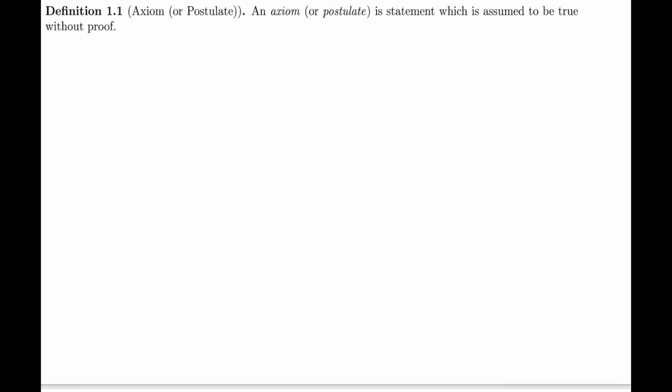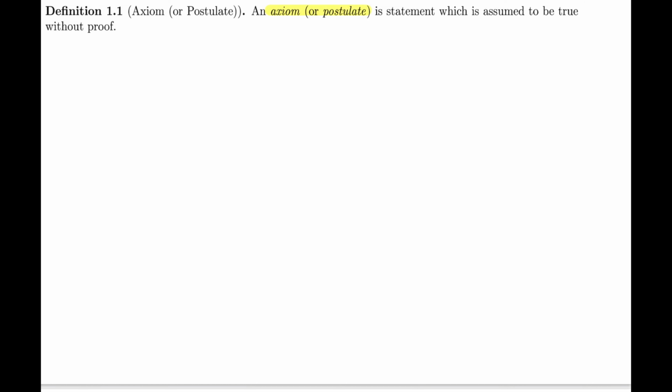of putting together a few things that we're going to assume to be true without giving them proof, together with undefined terms. And then we use those axioms, those statements, along with those terms to either define other terms or to prove theorems and propositions and so on. So I'm going to start off by defining what an axiom is. And an axiom is simply any statement which we assume to be true without giving it a proof.